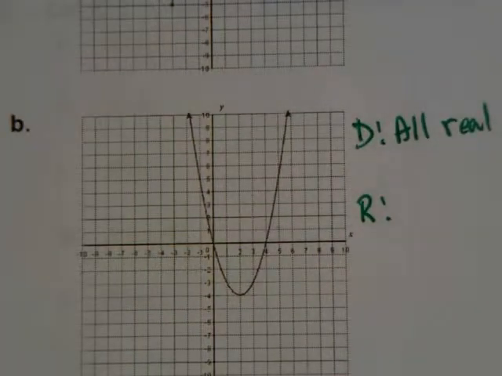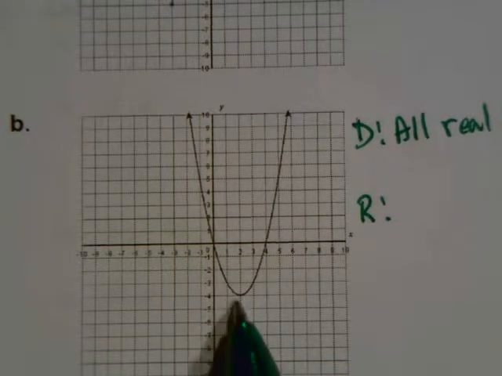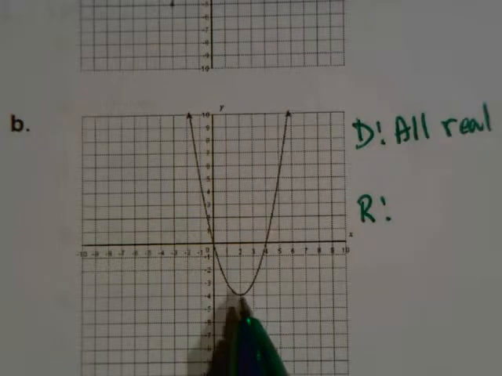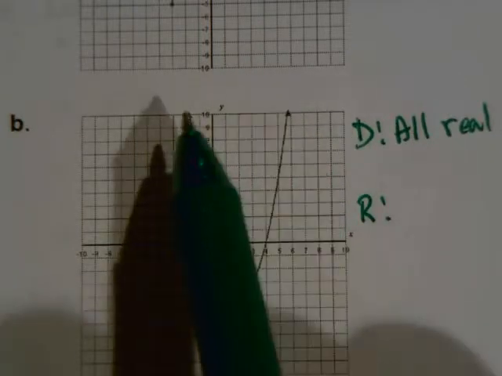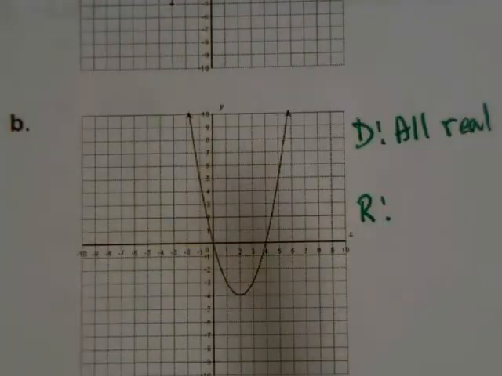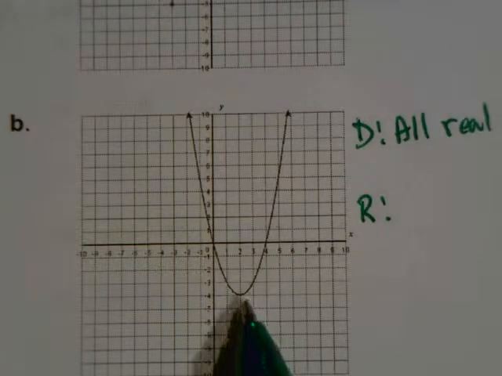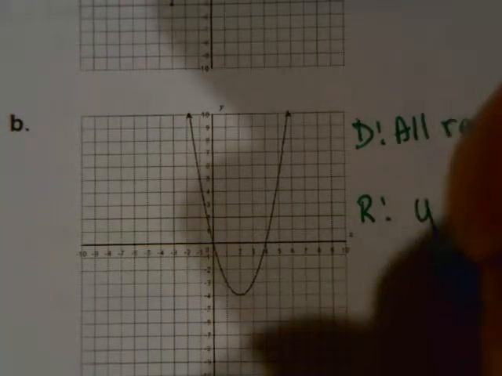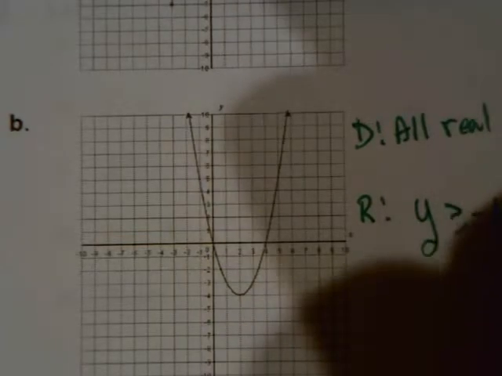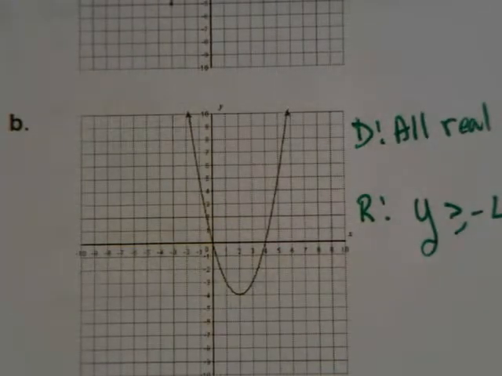Alright, the range. The range, we look for the lowest y value on the whole graph. The lowest y value on the whole graph appears to be right here. And then we look for the highest y value, but we already kind of talked about this. The y values, because they have arrows on the ends here, this graph keeps going up and up and up forever. So our lowest y value appears to be -4, but the graph goes up forever. So we typically write our range here as y is any number greater than or equal to -4.